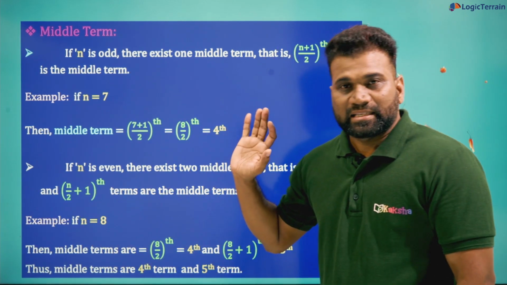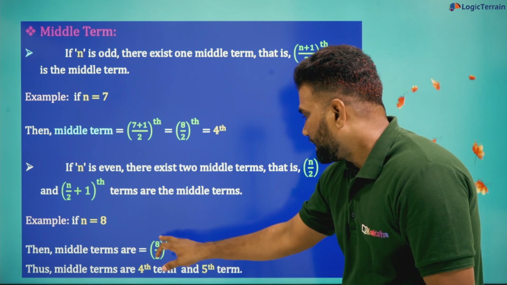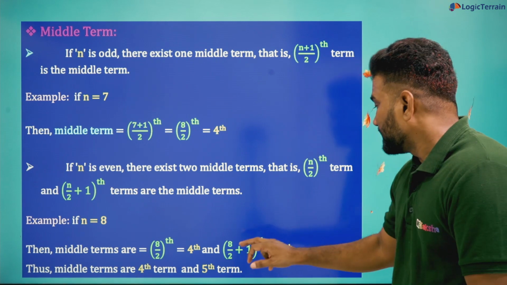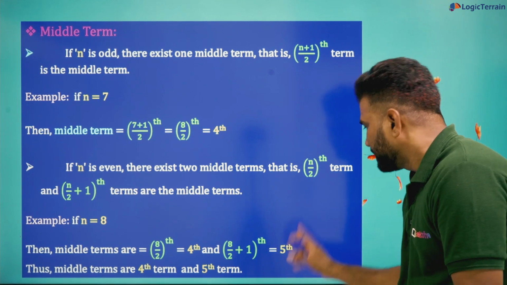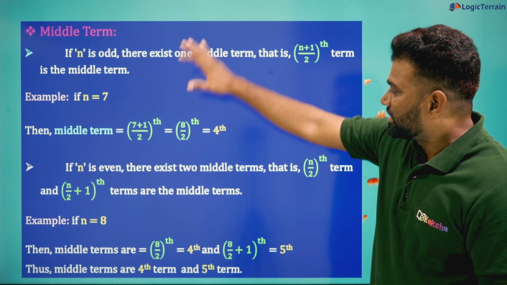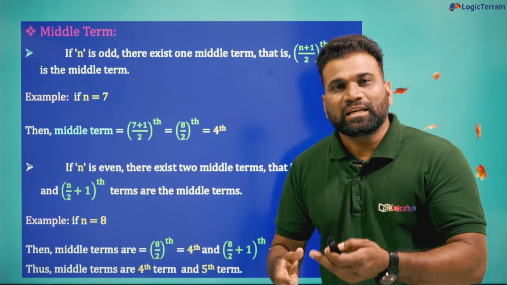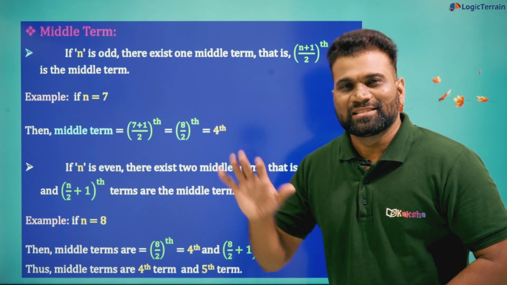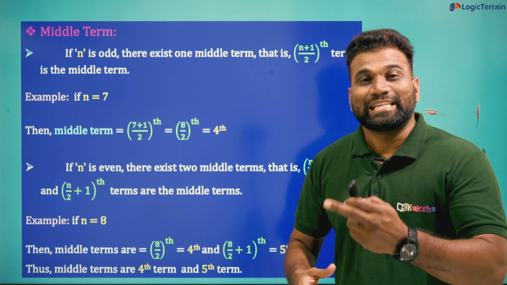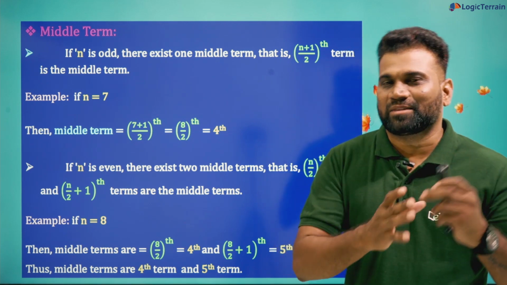If n equal to 8, then the middle terms are the 8 over 2 th term, that is 4th term, and 8 over 2 plus 1, that is just add 1 to this, 5th term. So the middle terms are the 4th and 5th terms. Clear? So this way we can find the middle term or terms of any given sequence. Clear? Now by using all these inputs, let's solve some different example questions.